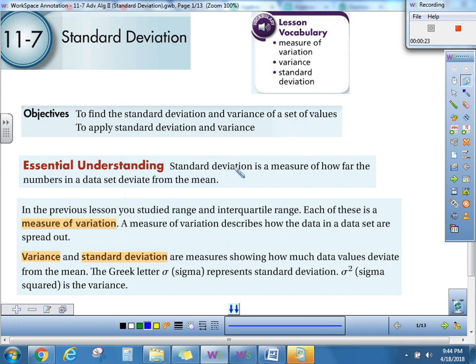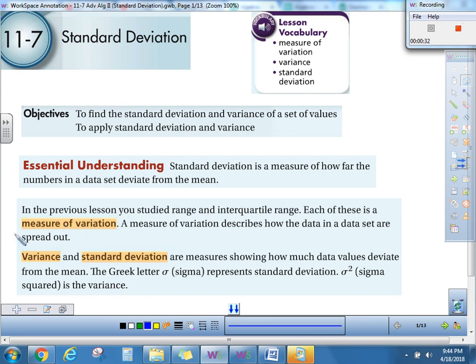So it is essential that we understand that the standard deviation is a measure of how far the numbers in a data set deviate from the mean. When we look at measures of variation, they're not the same as measures of center. Previously, we had talked about some measures of center. When you're looking at mean, median, mode, that's telling you where the majority of your data are centered around. Not necessarily the middle of your data, like median, but where your data is centered. What values is it centered around?